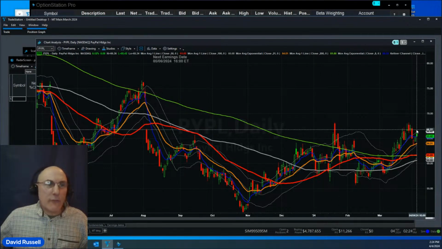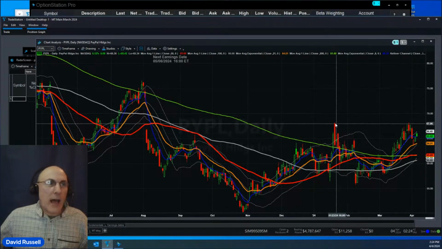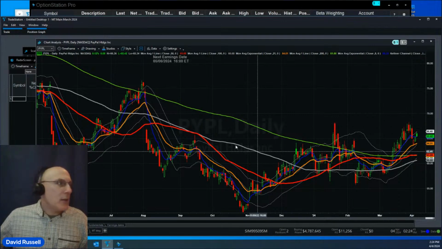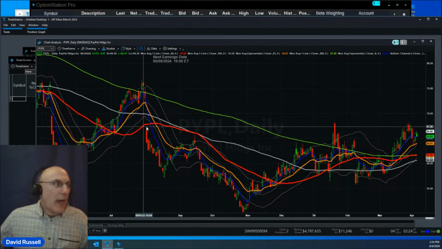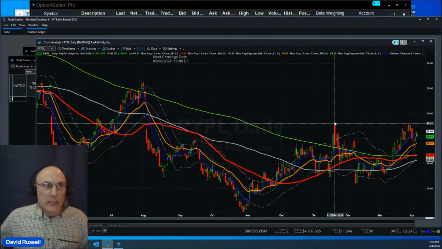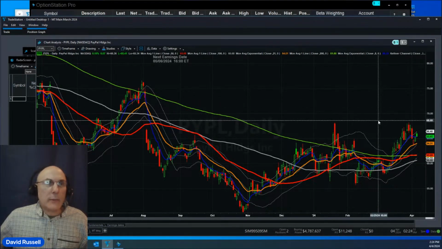This resistance is not very far away from the recent high, and you have a double top there. You have a gap back here in August that seems to be providing some resistance. So selling the call spread to the upside is something people might look to do.